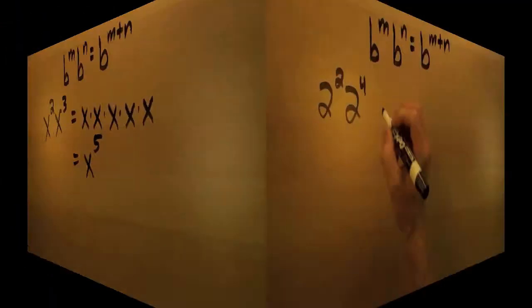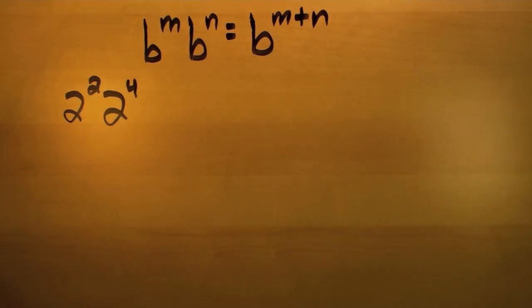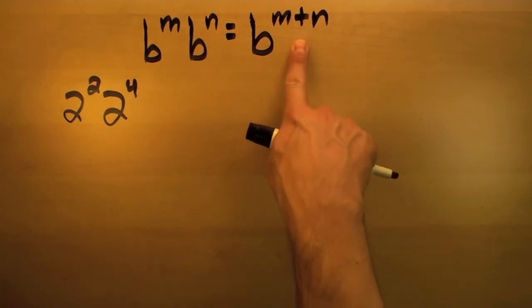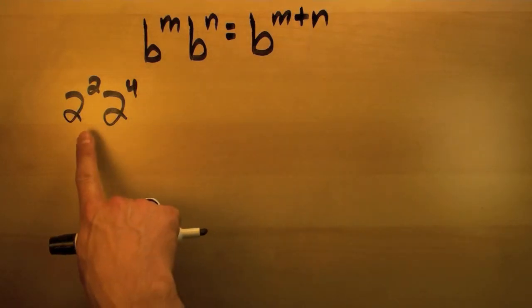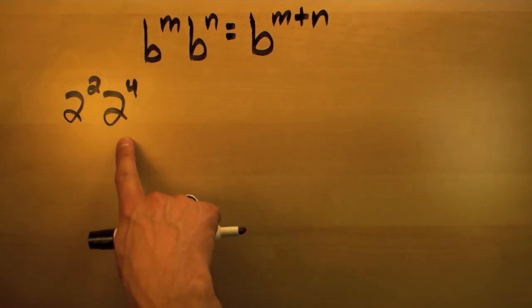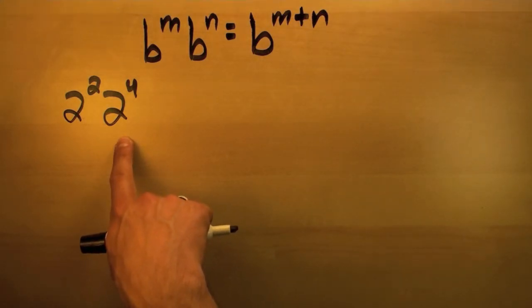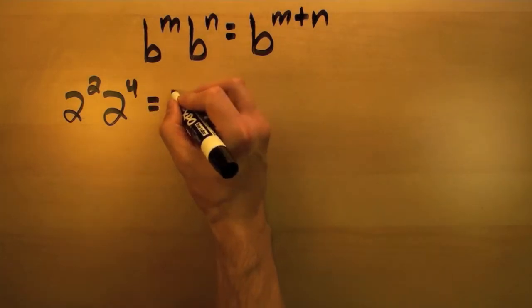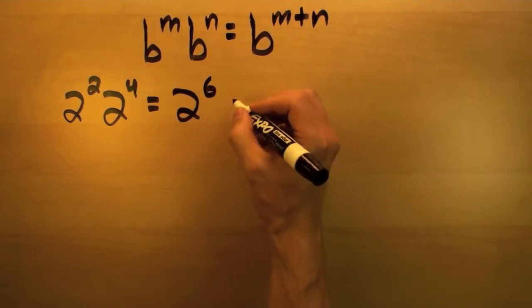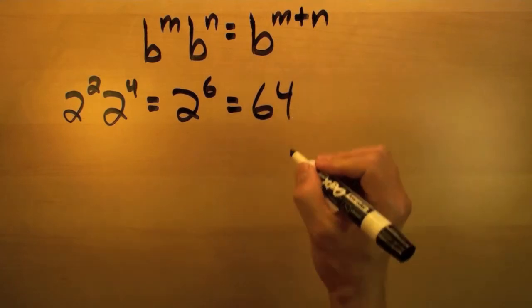added together. So consider 2 squared times 2 to the fourth. Well, according to our rule, this should be 2 to the sixth, which makes sense because if we expand each of these, we're going to get a string of 6 2's multiplied together. So 2 to the sixth is a reasonable answer. So this is 2 to the sixth, which is 64.